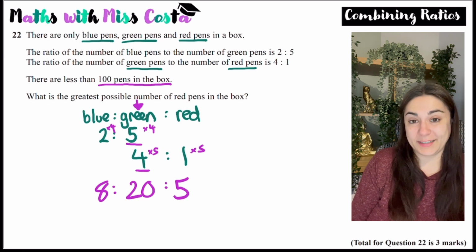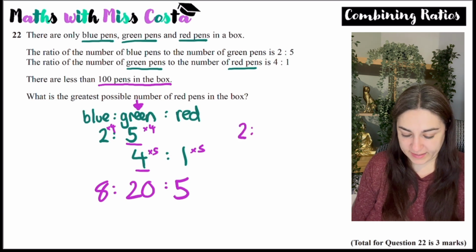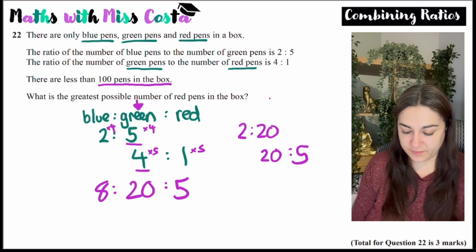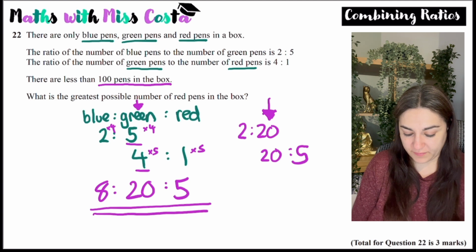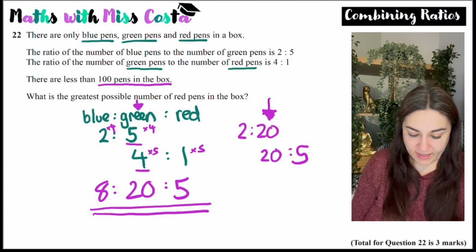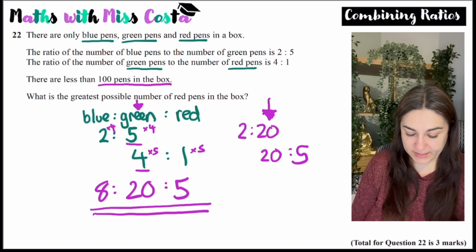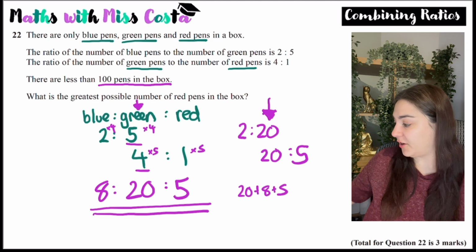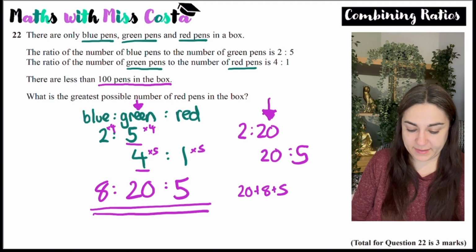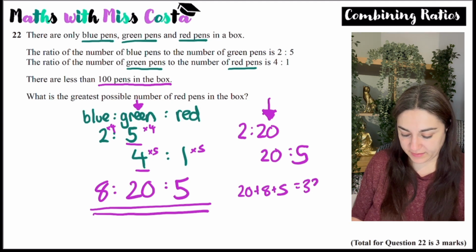Now, effectively what I've done is I've said blue to green is 8 to 20 and green to red is 20 to 5, because I have a common thing, I can combine all of them. So I can combine blue to green to red, which is in the ratio of 8 to 20 to 5. So what's the greatest possible number of red pens in the box? Well, in total, I've got 20 plus 8 plus 5 pens each time I'm sharing them out. So 20 plus 8 plus 5 gives me 33.